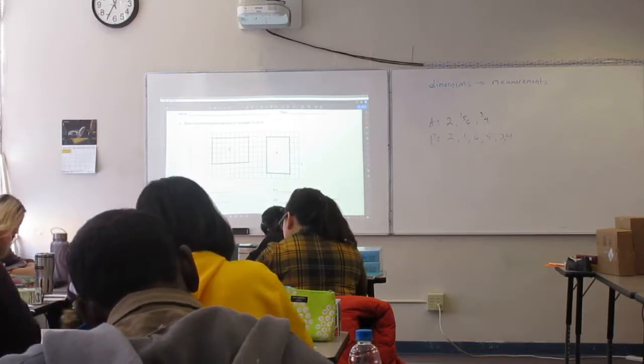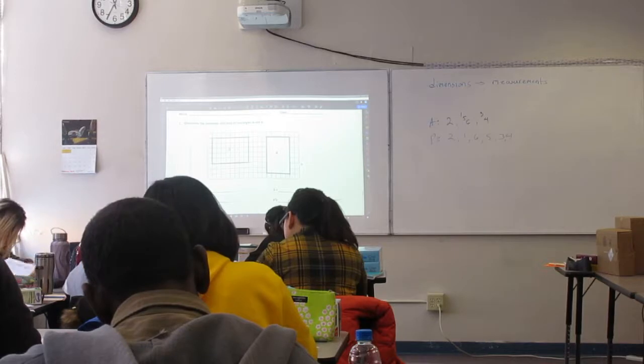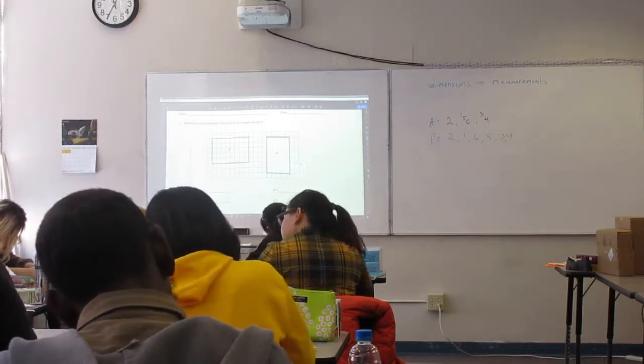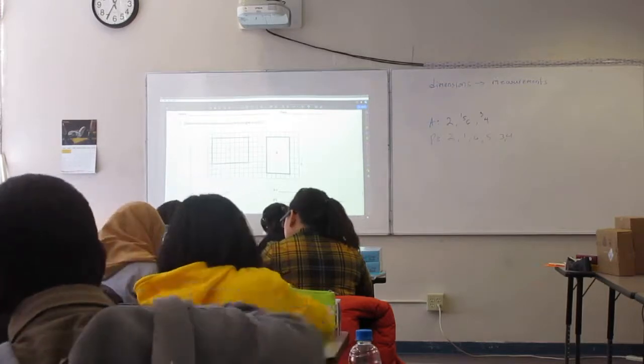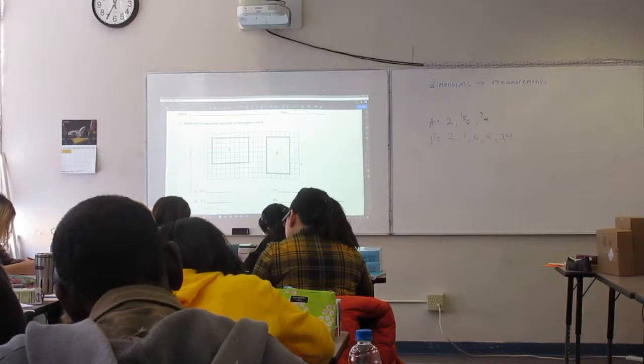Yeah, remember it's square centimeters because we're counting how many little squares inside. That's why we said unit square, because you're counting all the little squares. We don't draw the squares, but the area counts those little squares.